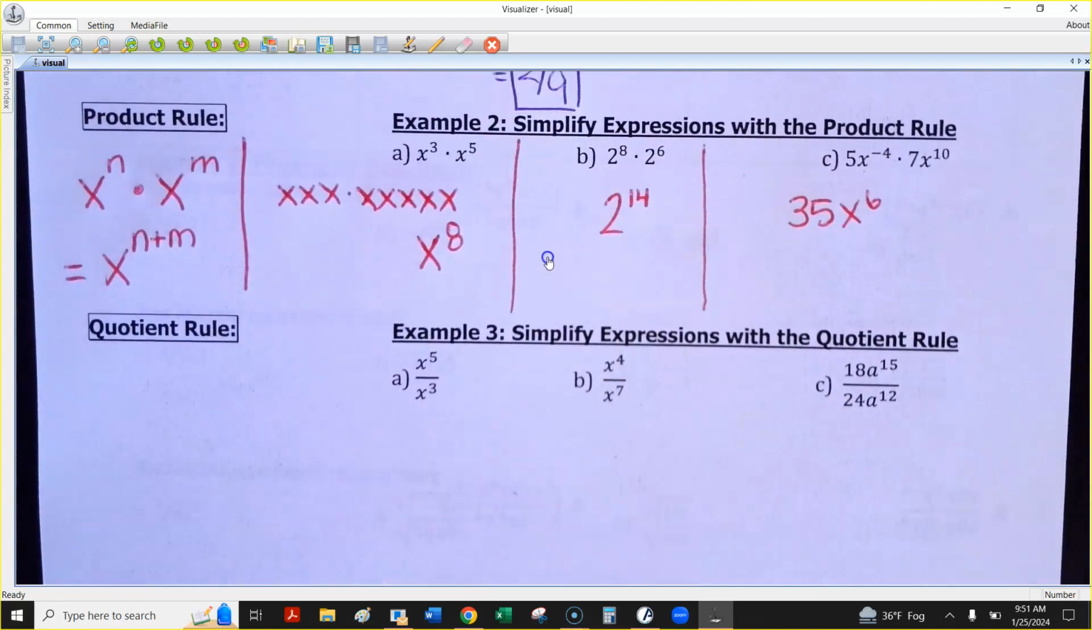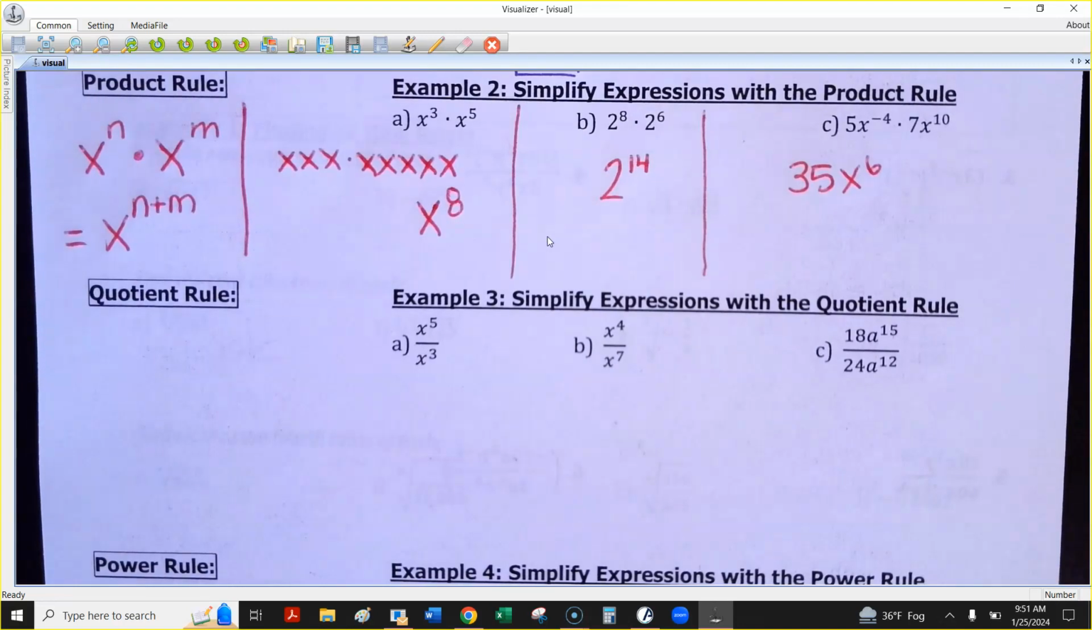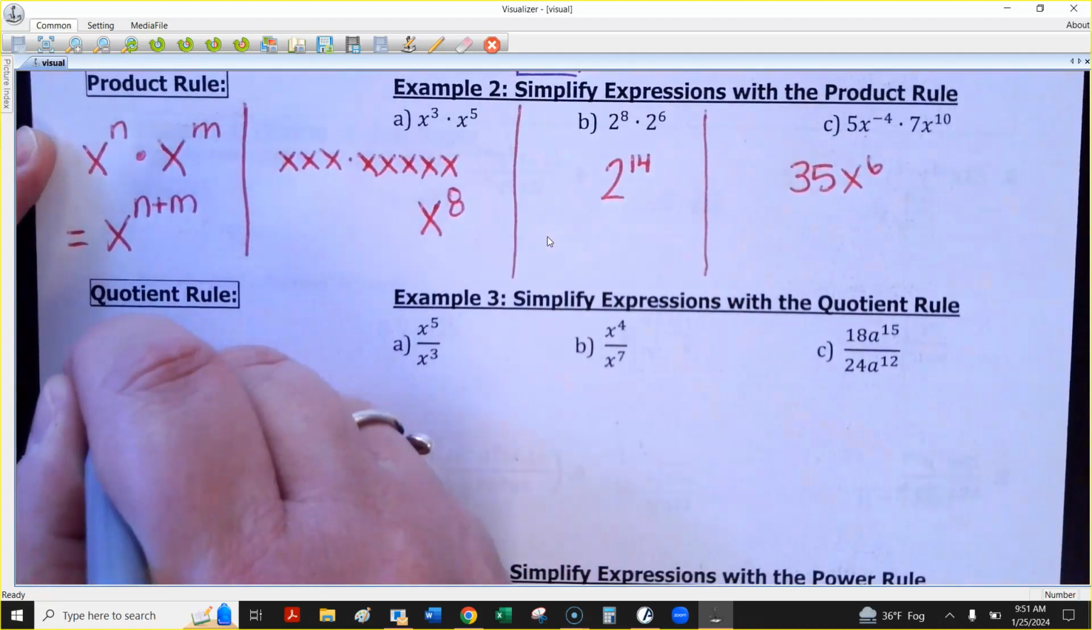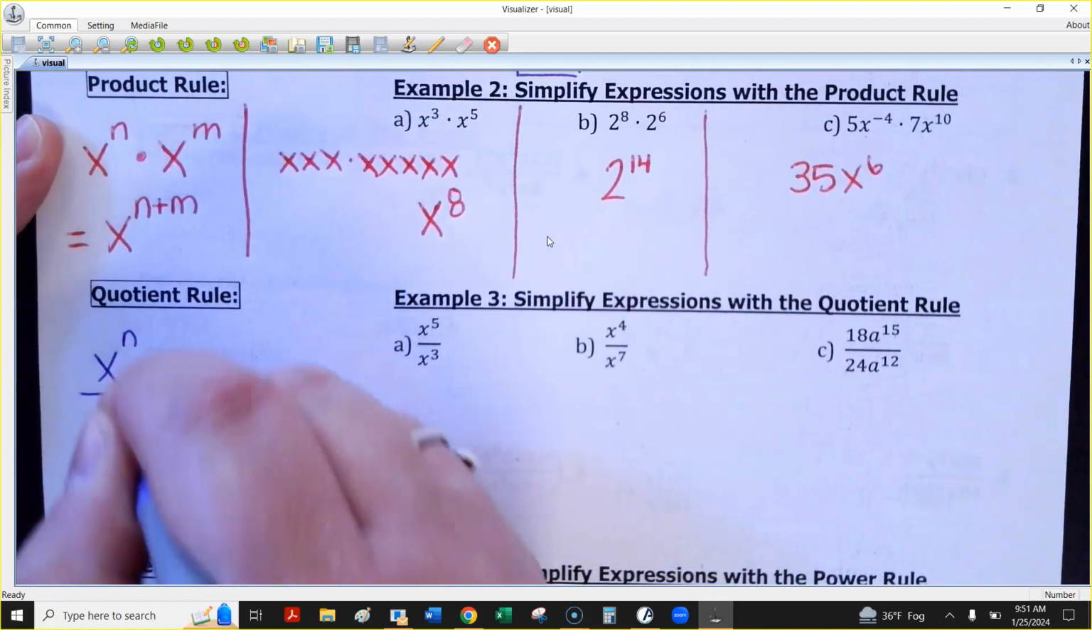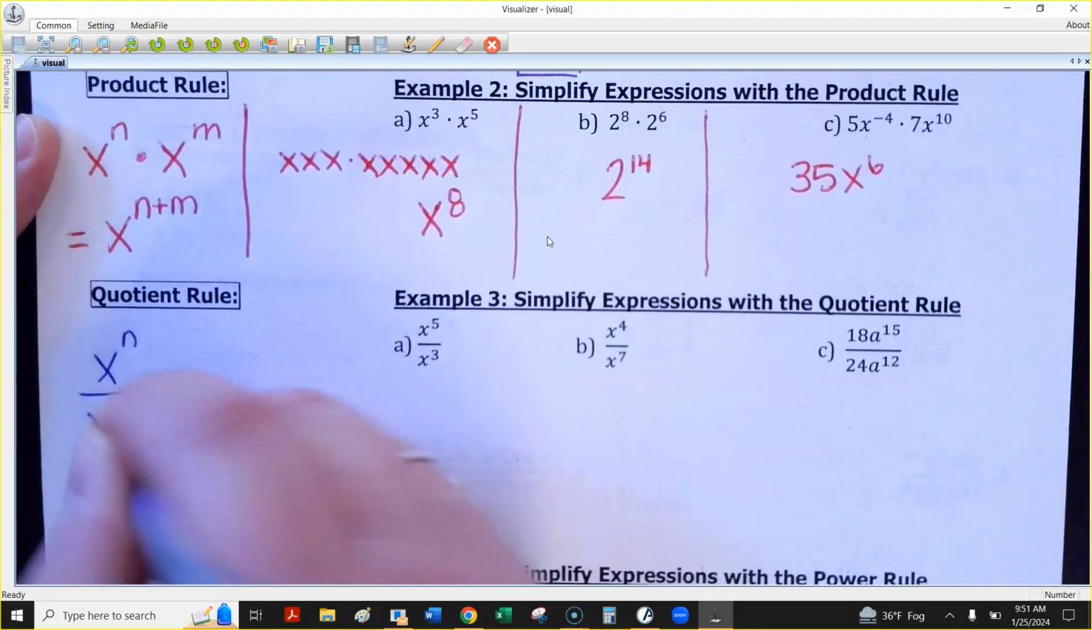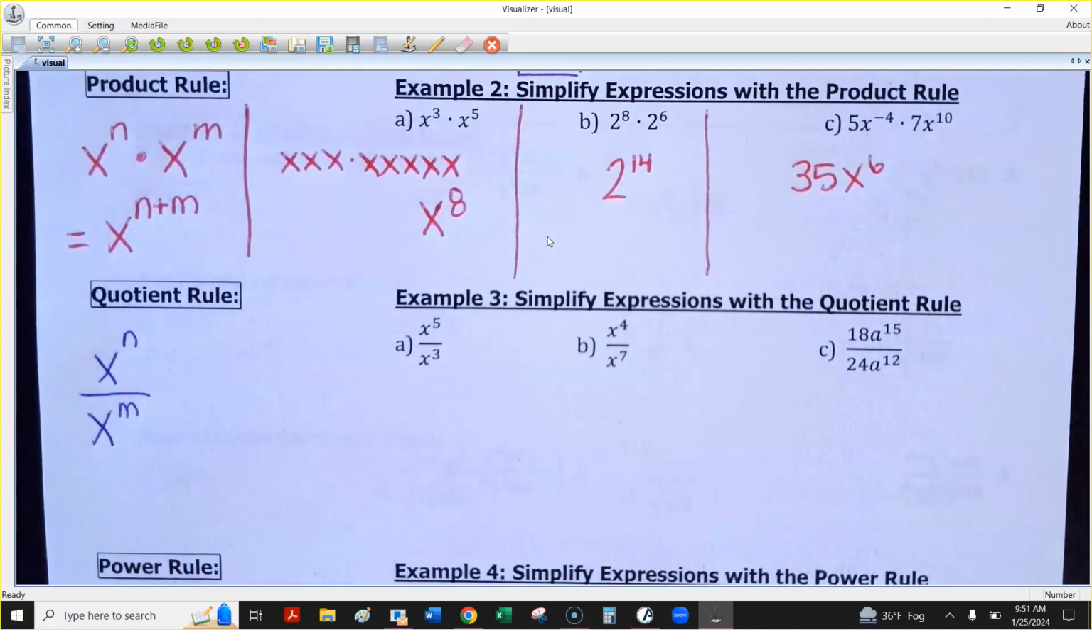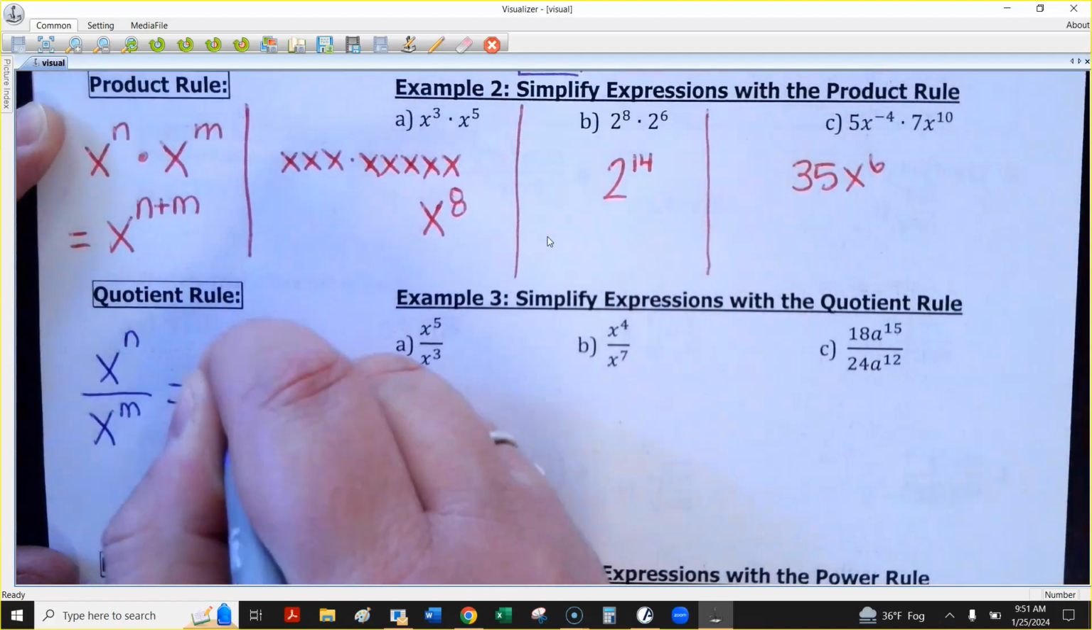All right, is anybody having a question? Okay, I'm going to write down the quotient rule, but I don't actually use this very often. So let's say we had like bases, and I have x to the n over, same base, but x to a different power. Do you guys know what the rule is for what to do with the exponents there? Like, what do I do with the n and the m? Yes, you subtract. Okay, so this is x to the n minus m.